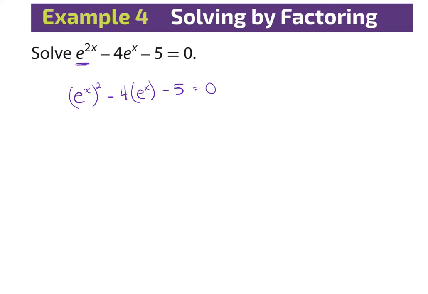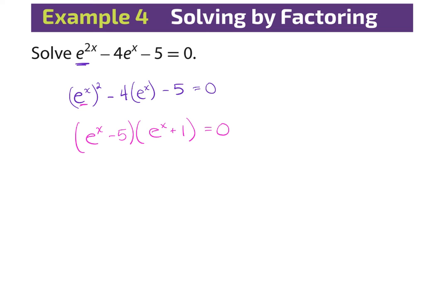Now, in this case, this is easily factorable. I need factors of -5 that add up to -4. What are those? -5 and +1. So think of e to the x as your variable. X squared minus 4x minus 5 would be very easy to factor, right? So instead of x squared, I'm going to write (e^x - 5)(e^x + 1).